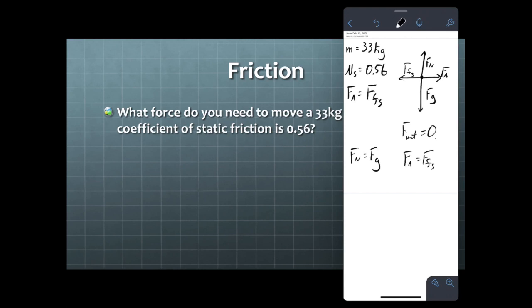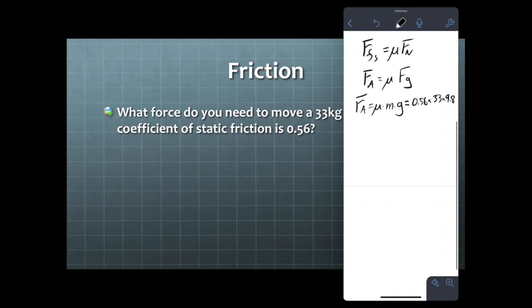Next, we want to relate these together, and we see we have our friction force on one side is equal to the coefficient of friction multiplied by the normal force. Here, our friction force is our applied force, and our normal force is our force of gravity. The applied force that we need is equal to the coefficient times the mass times the gravity, which is equal to 0.56 times 33 times 9.8.